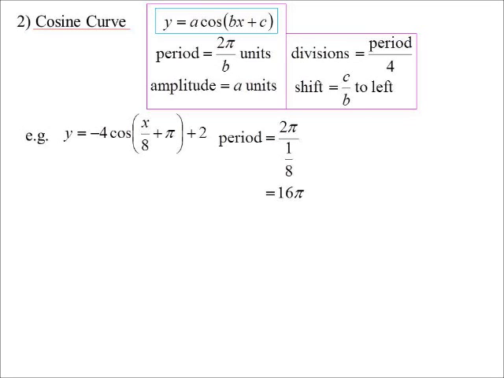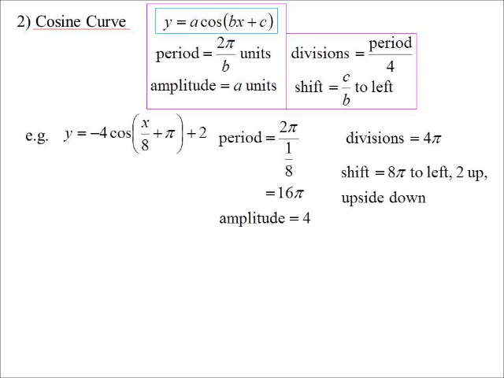Period is 2 pi on B. B in this case is 1/8. So 16 pi is the period. So our amplitude will be 4. So I'm going to mark off my divisions every 4 pi. Now I've shifted 8 pi to the left, 2 up, and as you say, it's flipped or it's upside down. Let's draw it in.